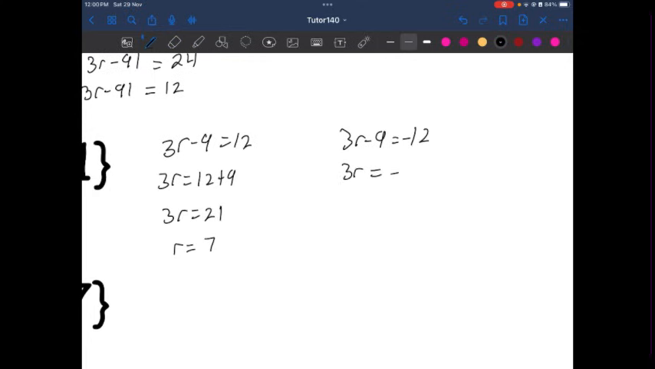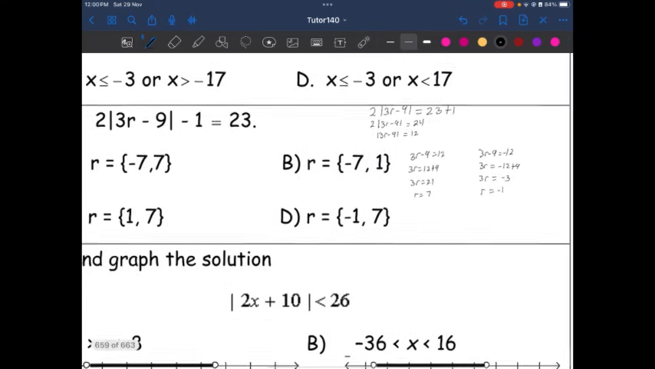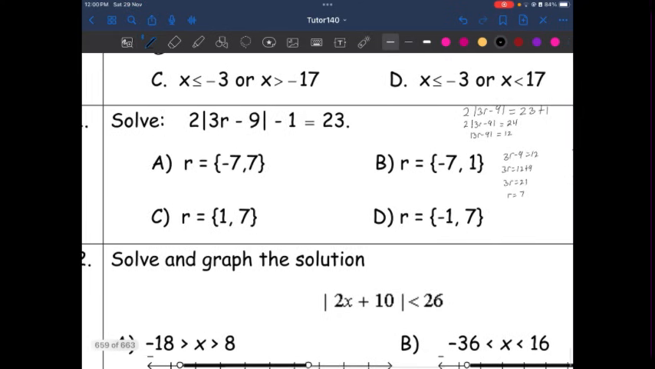3r is equal to minus 12 plus 9. 3r is equal to negative 3. R is equal to negative 1, because negative 3 divided by 3 is negative 1. So R is equal to 7 or negative 1. So our answer would be D.